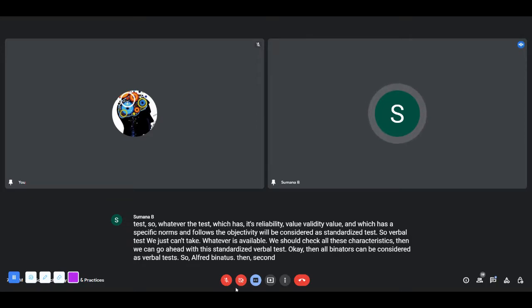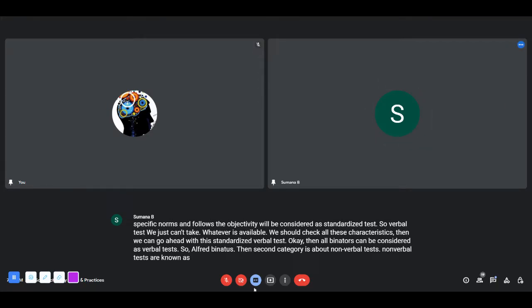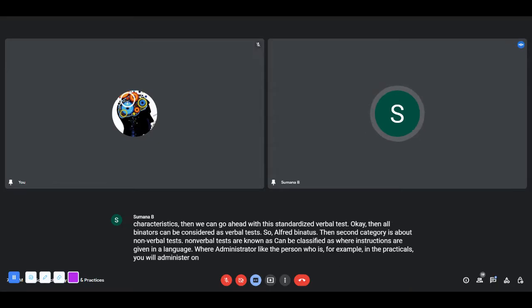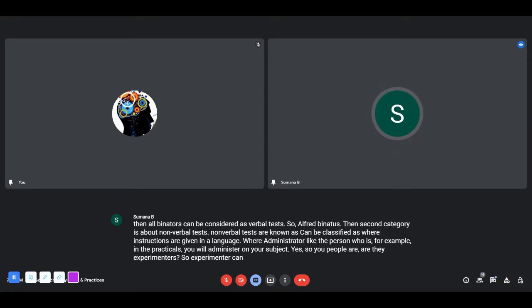Then the second category is non-verbal tests. Non-verbal tests can be classified as those where instructions are given in a language by the administrator, like the person who, for example in the practicals, will administer the test on your subject. So you people are the experimenters. The experimenter can read and explain the instructions.